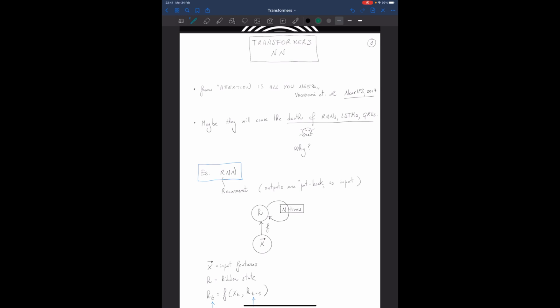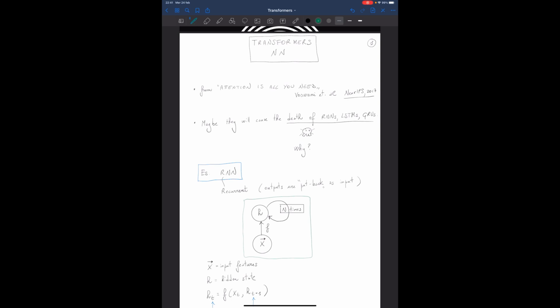Well, let's have a look at the recurrent neural network example. So the main idea behind recurrent neural networks is that the output is put back as input. If we have a look at this schema that I prepared, we have X, that is our vector of inputs. It gets fed to the hidden state H, and then the output is put back as input to the hidden state itself, and you do this several times. You do this n times.